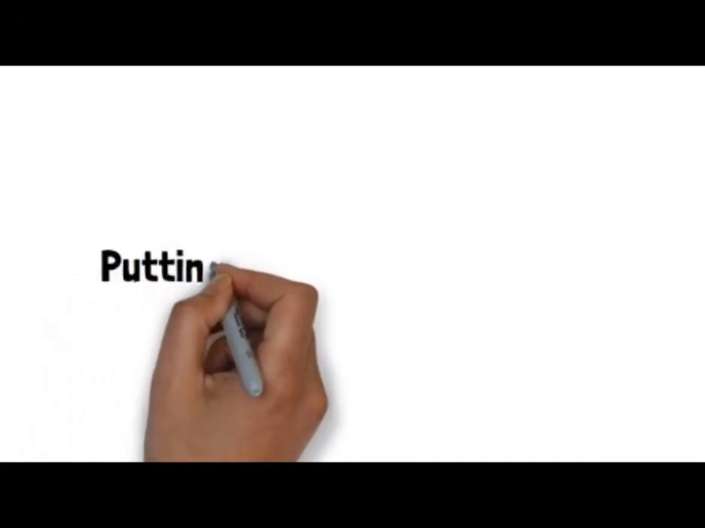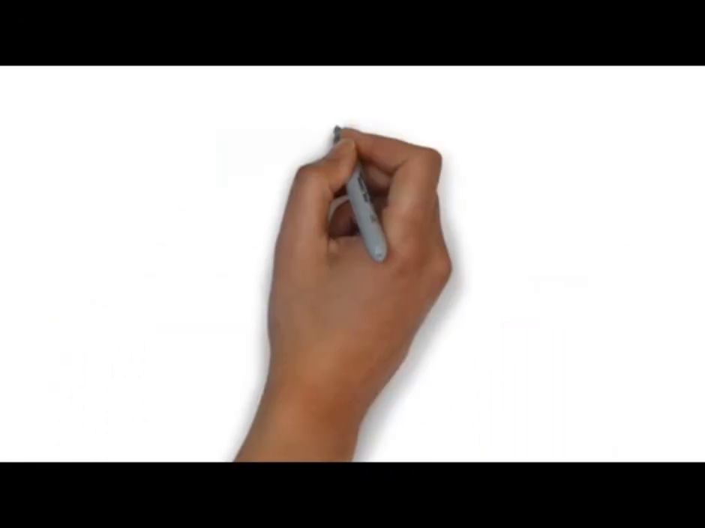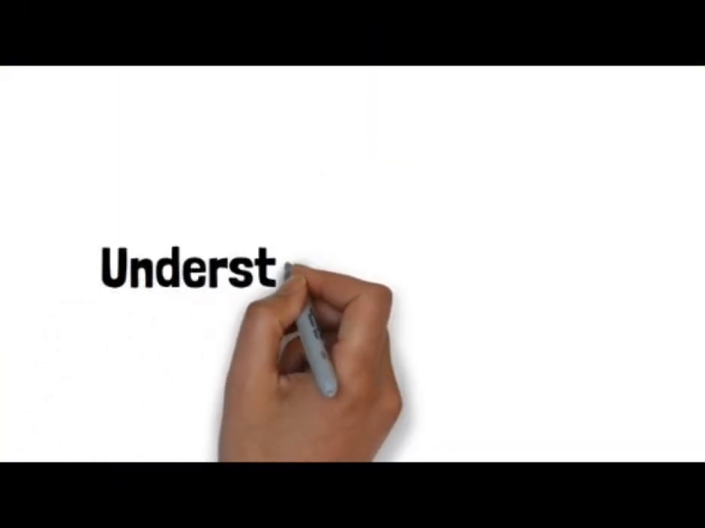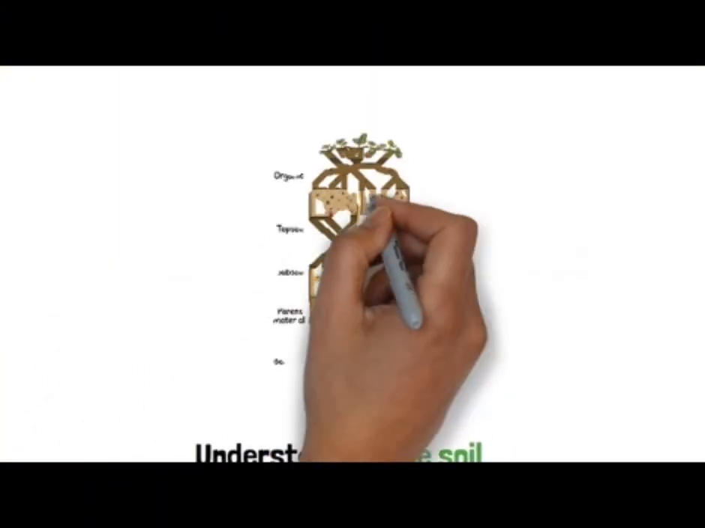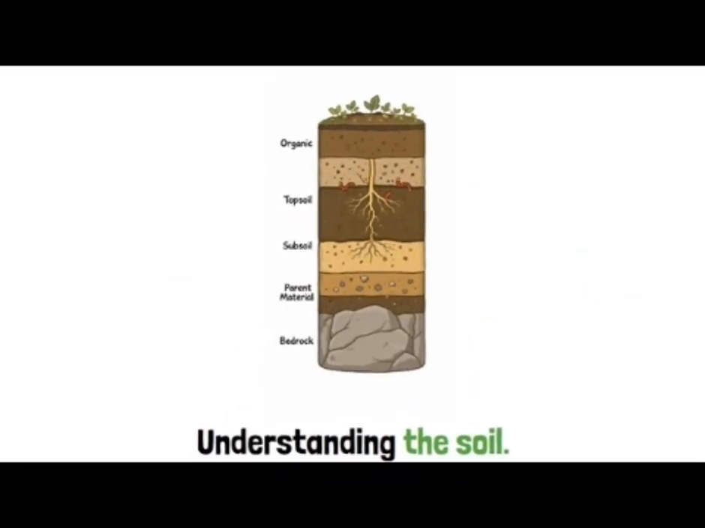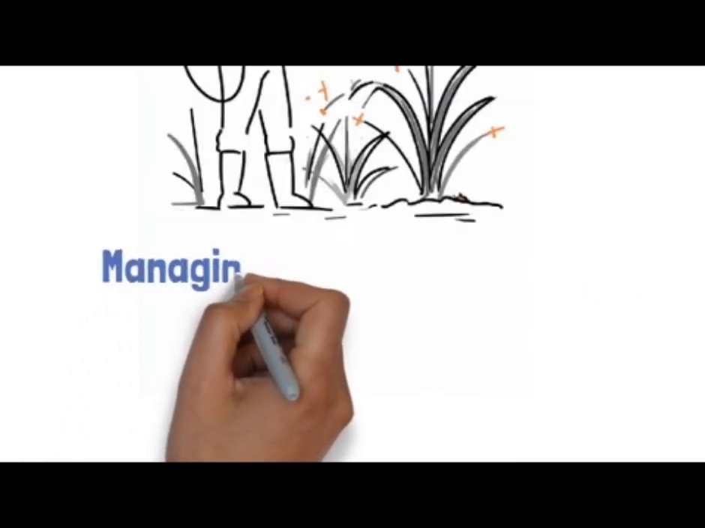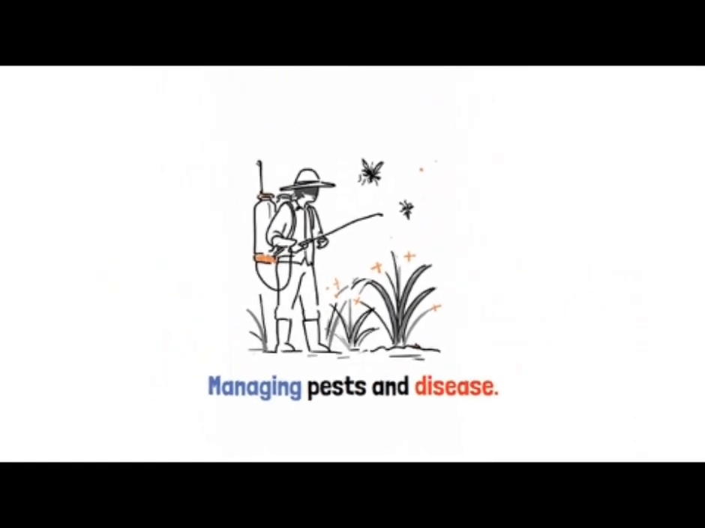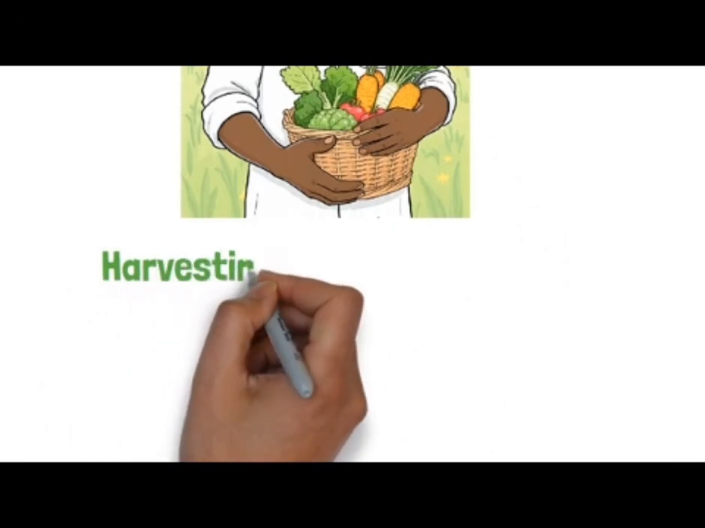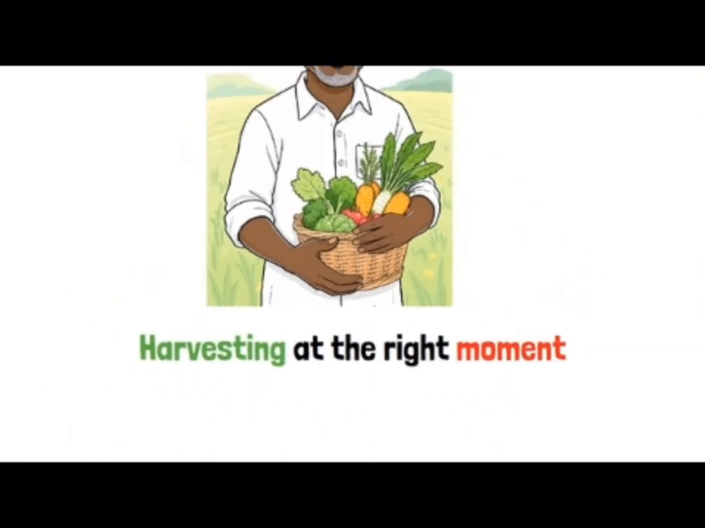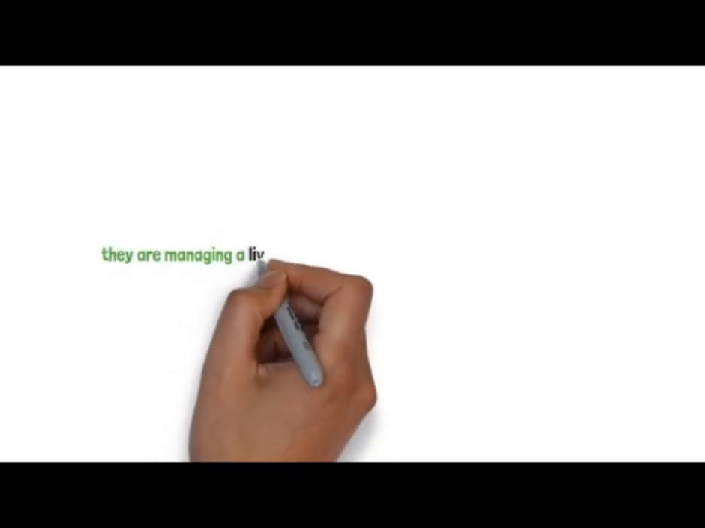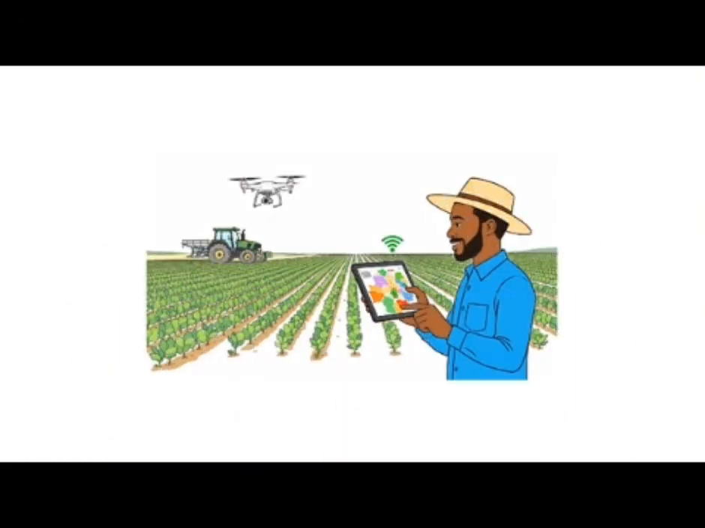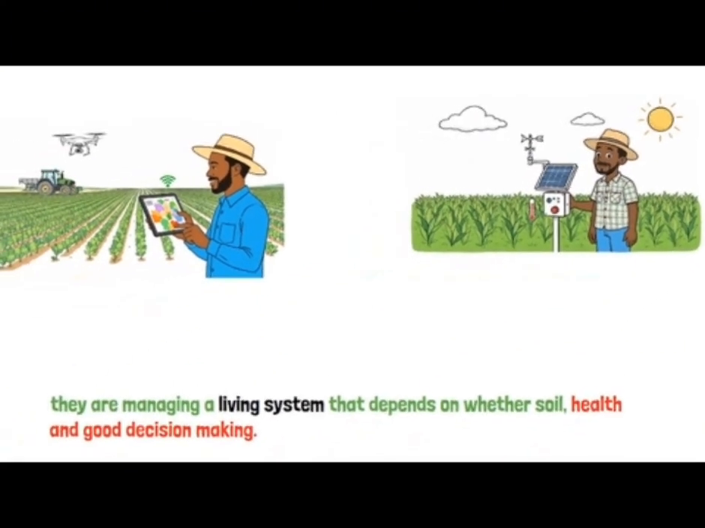Crop production involves far more than putting seeds into the ground. It includes understanding the soil, choosing suitable crops, managing pests and disease, timing the planting correctly, and harvesting at just the right moment. A farmer who grows tomatoes or rice is not simply planting, they are managing a living system that depends on weather, soil health, and good decision-making.